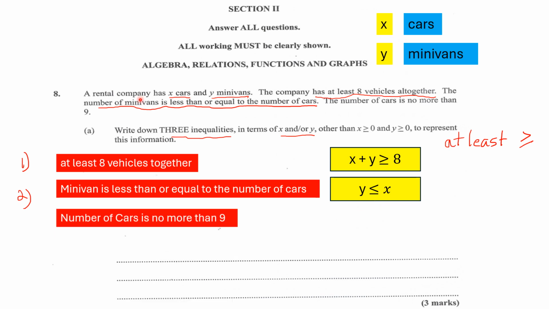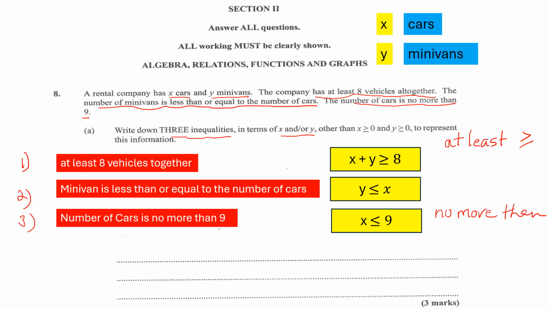Okay, the third inequality is the number of cars is no more than 9. Number of cars is no more than 9. So that is x is less than or equals to 9. So no more than is less than or equals to. So it can't be more than 9. Okay, so those are our 3 inequalities.